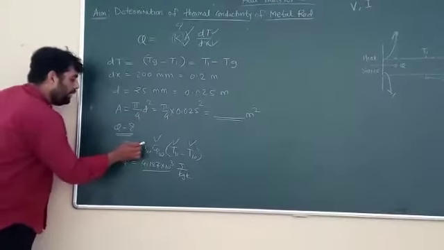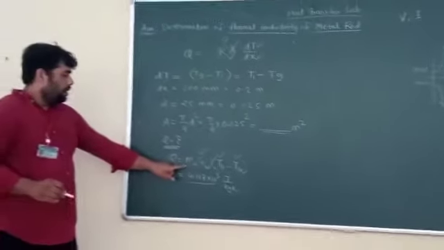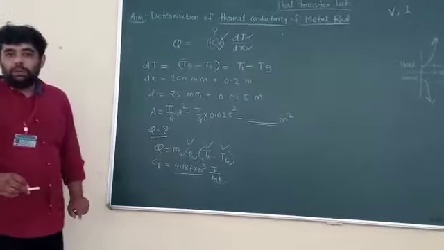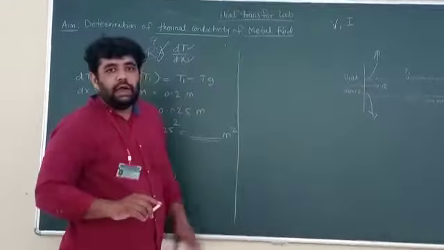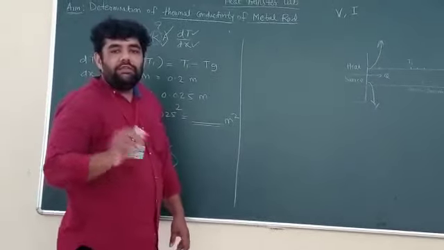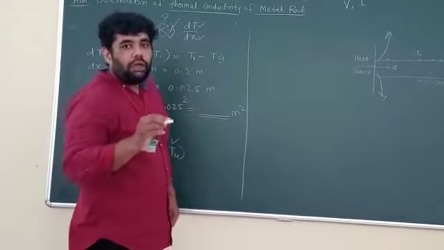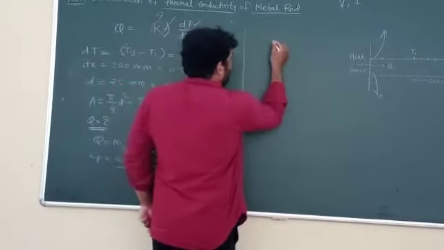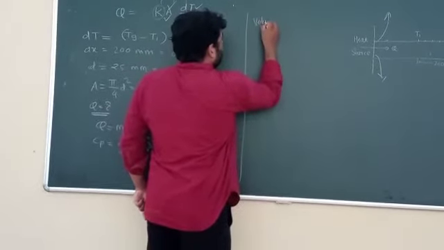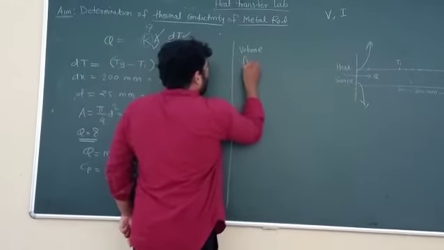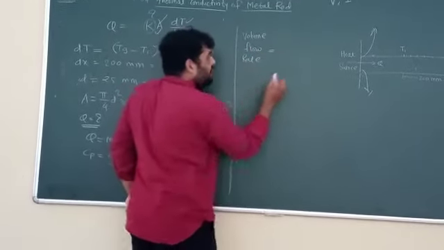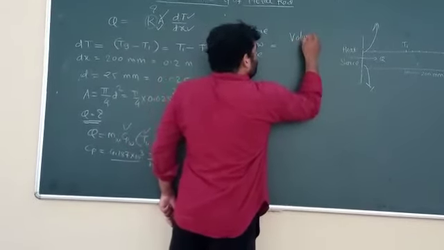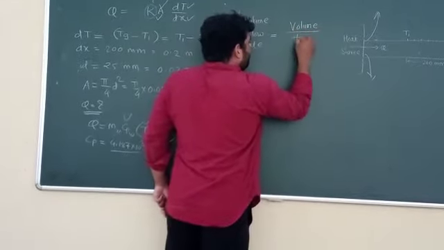Now the question about m_w. m_w is the mass flow rate of the water which is flowing through the jacket. Now how to calculate mass flow rate? For that, what have we done? We have taken the volume flow rate. How have we taken the volume flow rate? Volume flow rate means a known amount of volume divided by time.